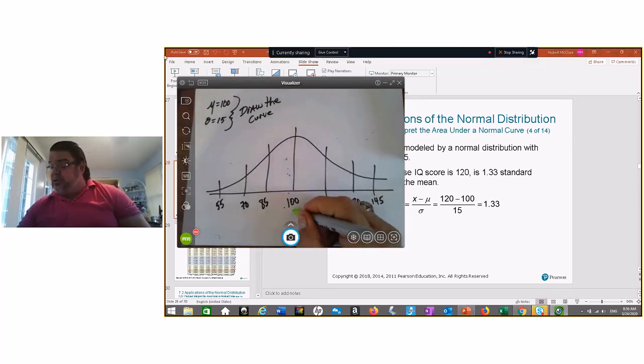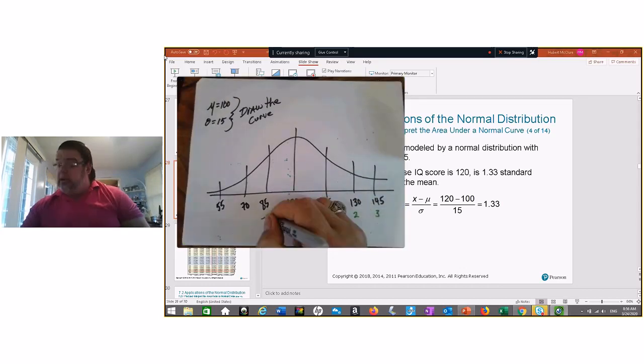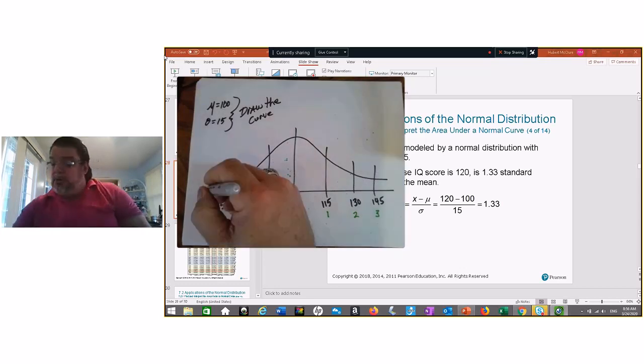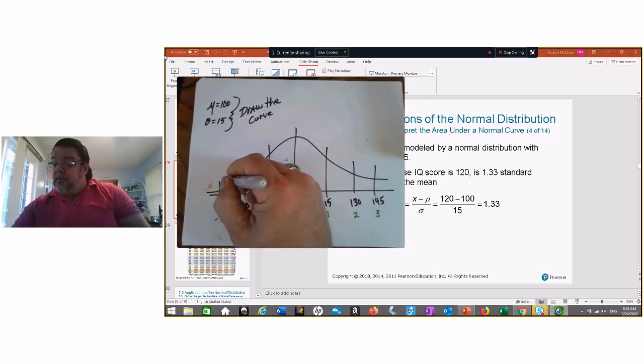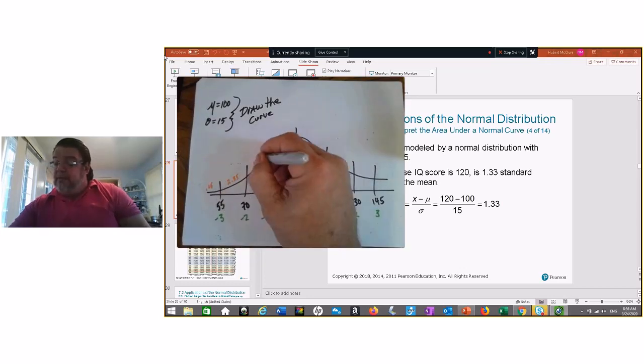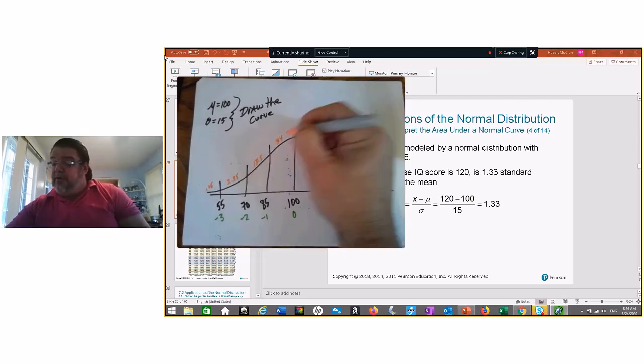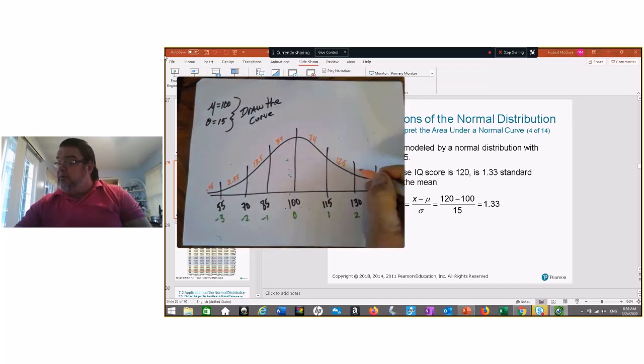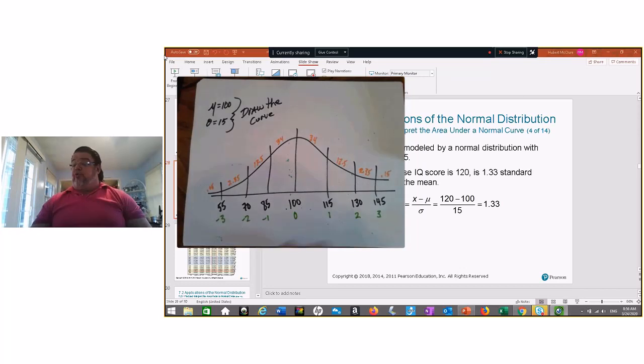Put the z-scores down here: 0, 1, 2, 3, -1, -2, -3, and then put the empirical rule: 0.15, 2.35, 13.5, 34, 34, 13.5, 2.35, and 0.15.